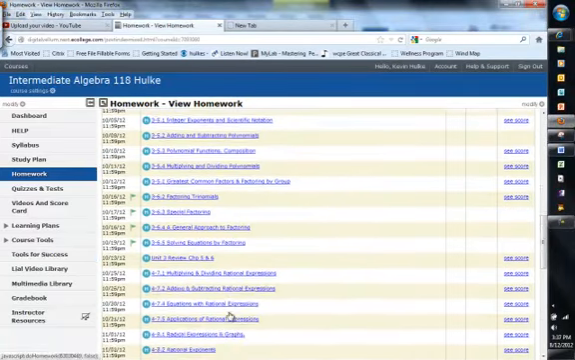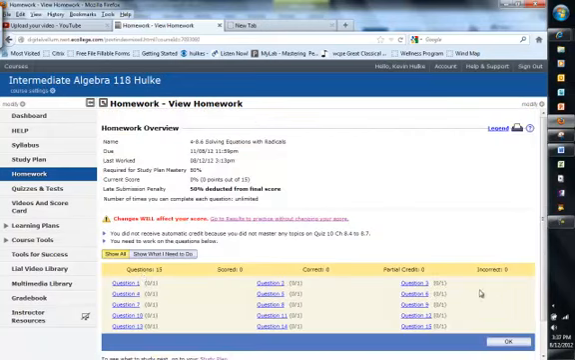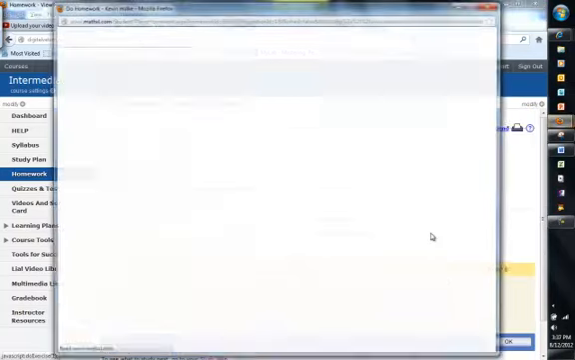The lesson is solving equations that have radicals in them.